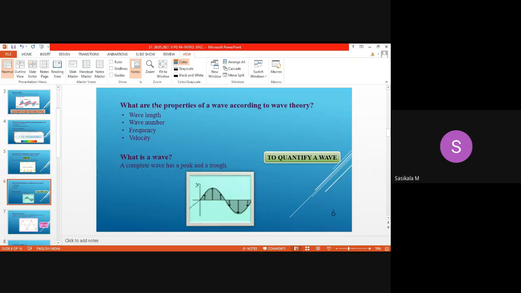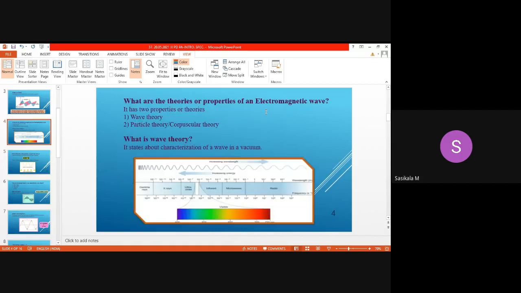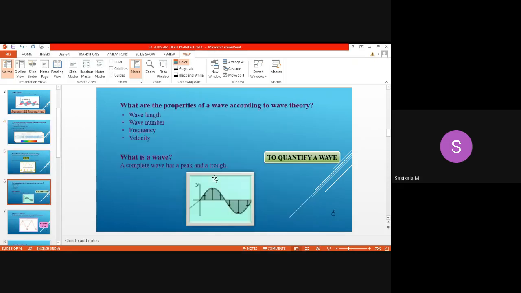Now let's move on to the properties of a wave according to wave theory. Wave theory states the characterization of a wave in a vacuum. Characterization means it will be characterized or quantified by means of different parameters like wavelength, frequency, energy. All this we will be utilizing to characterize the wave. So now we'll see what the parameters to characterize the wave are. There are four parameters. First one is wavelength, then wave number, then frequency, then velocity.